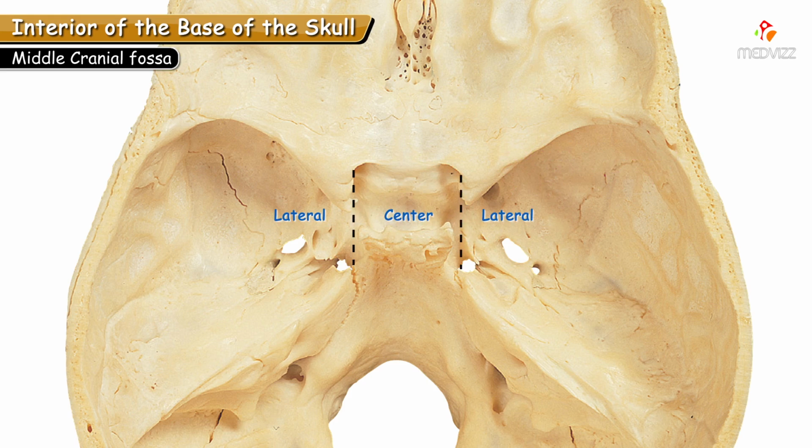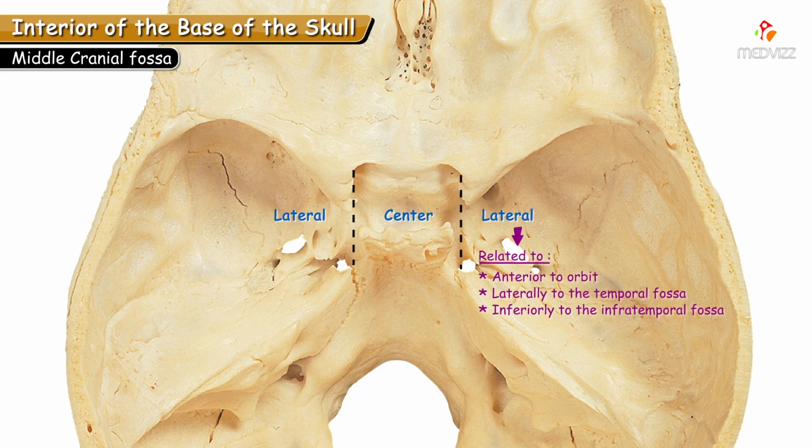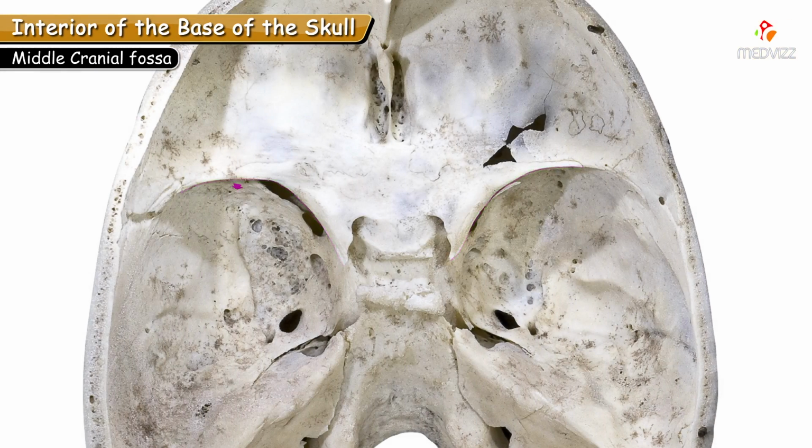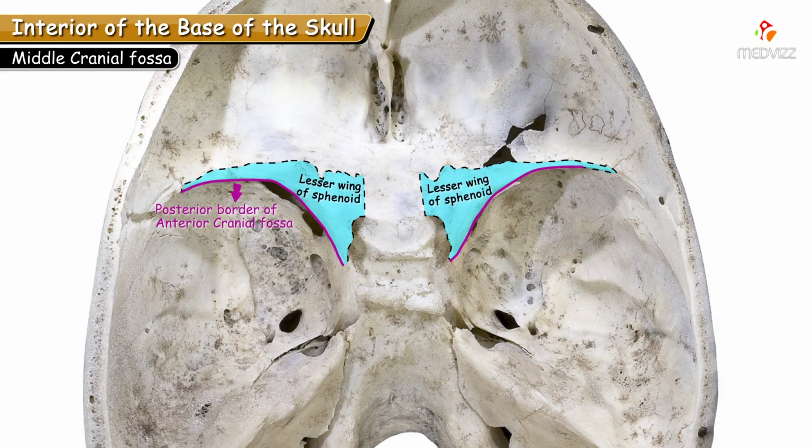Laterally, the lateral part of the middle cranial fossa lodges temporal lobes of brain. So they are deep and they are uneven because they are related to sulci and gyri of temporal lobes. So talking about these lateral areas, it is related anteriorly to orbit, laterally to the temporal fossa, and inferiorly to infratemporal fossa. Now observe the posterior border of lesser wing of sphenoid.